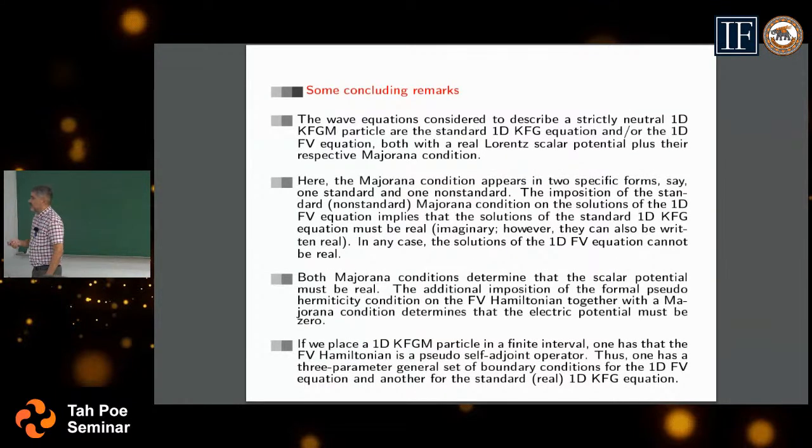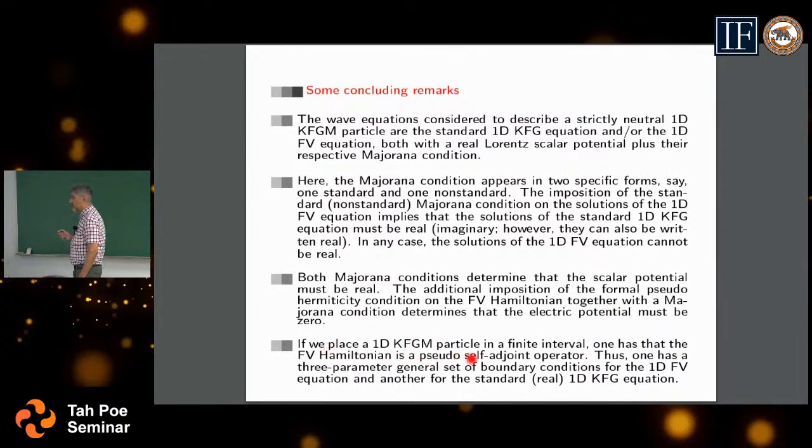Finally, we can describe this kind of particles using our Klein-Fock-Gordon and Feshbach-Villars equation. We have two types of Majorana conditions. Both Majorana conditions determine that the scalar potential must be real, and the electric potential must be zero.